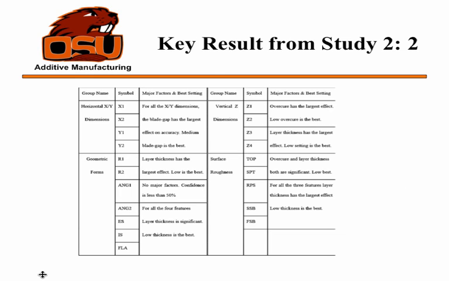So for horizontal XY dimensional accuracy, blade gap was the one which played the maximum effect on accuracy, but on geometric forms, layer thickness actually played a very important role, and for most of the things other than that, like the vertical dimensions and surface roughness, it was just layer thickness.